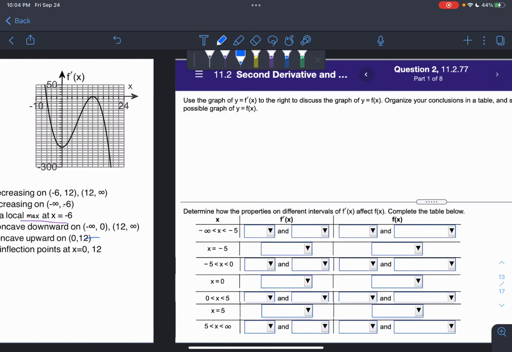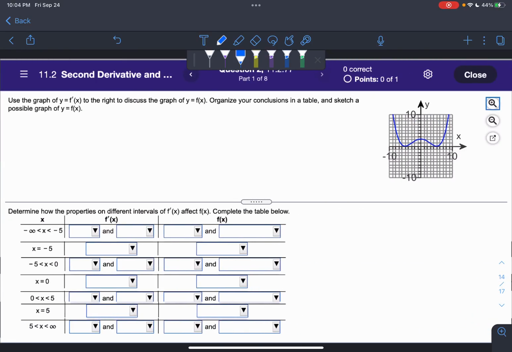All right, let's do this problem. Second to last problem for us tonight. Okay, so we use the graph on the right, which is our f prime, and we want to know what's happening with f. So let's just do this column first. I think that'll be good.